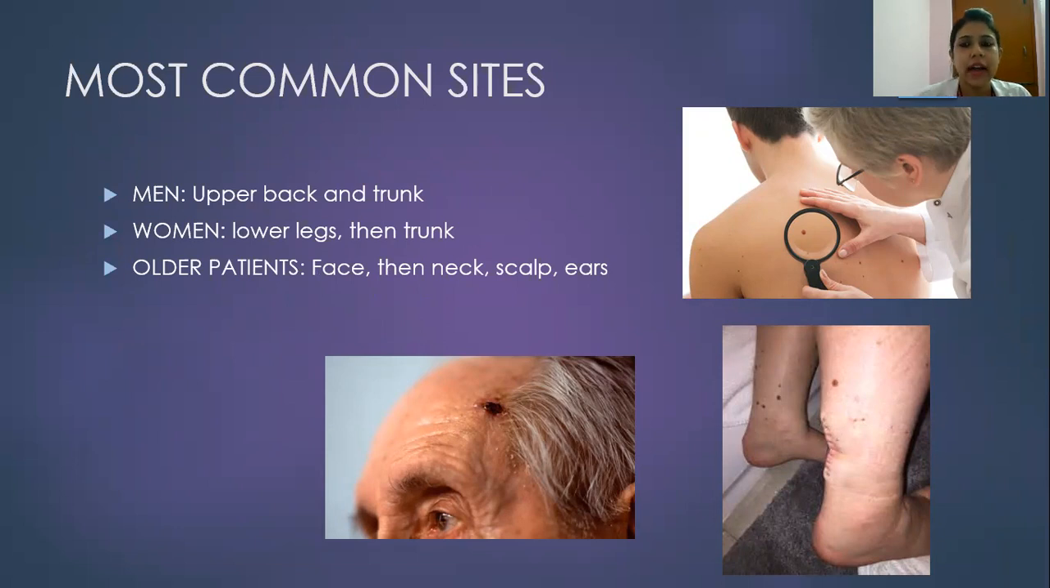So men usually have problems on their upper back and trunk. Women will have lower leg, then trunk. Older people mainly on the upper region, like face, scalp, and so on. These are the most common sites to develop melanoma.